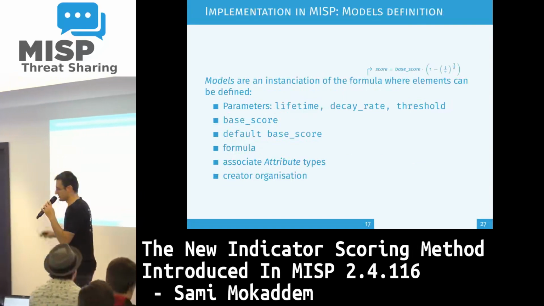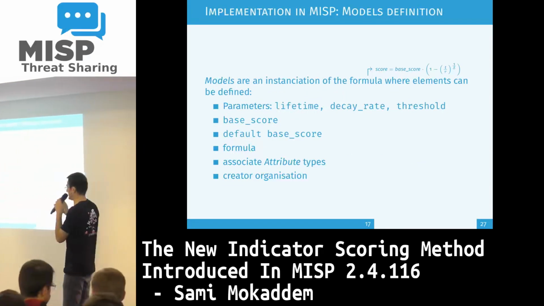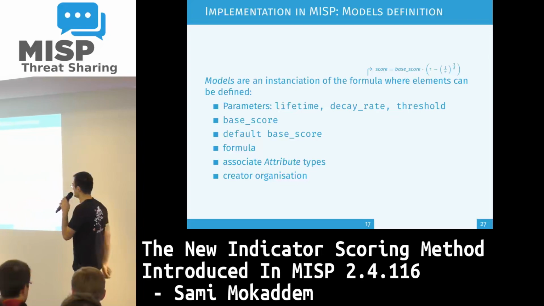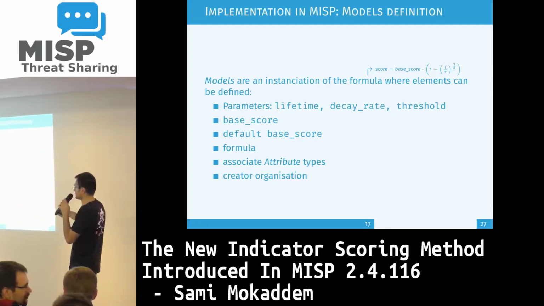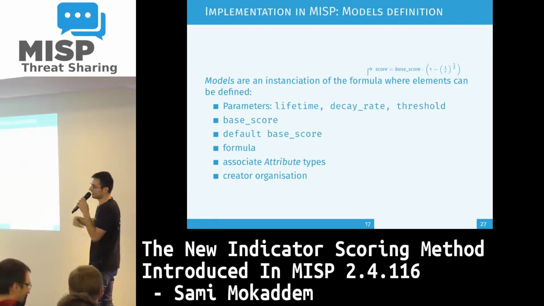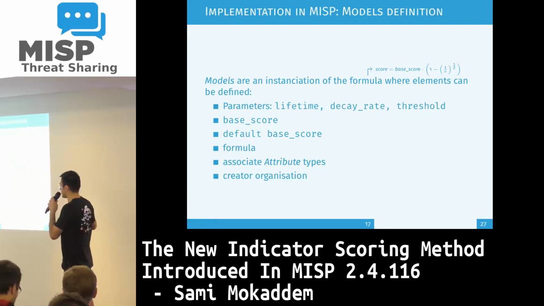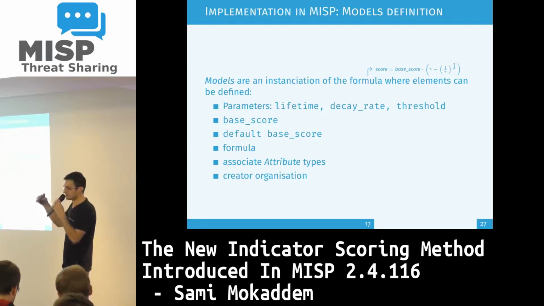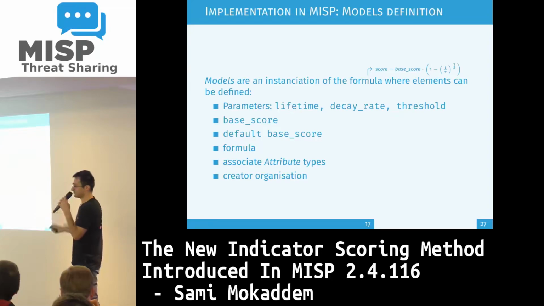So just one last theoretical slide regarding the different definitions that we have. A model, as it's called in MISP, is in fact an instantiation of the formula, where different elements can be defined. Different parameters like the lifetime, which is how long the attribute should be kept in the system, the decay rate, so at what speed it will lose score over time, an optional threshold that you can set to prematurely expire an attribute, and how the base score should be computed.